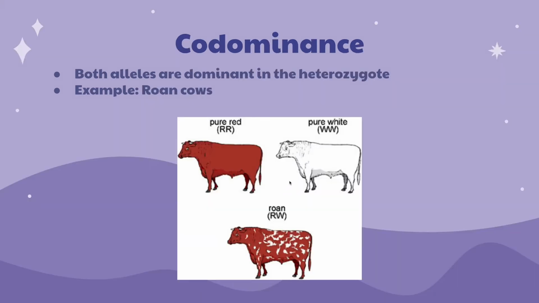Next is codominance, which is often confused with incomplete dominance. So here, both alleles are dominant in the heterozygote, and they're both shown. So it's not like red and white mixed to make pink. It's red and white mixed to make, say, stripes or spots. So an example is roan cows, which are these cows. So we see red and white make red with white spots.